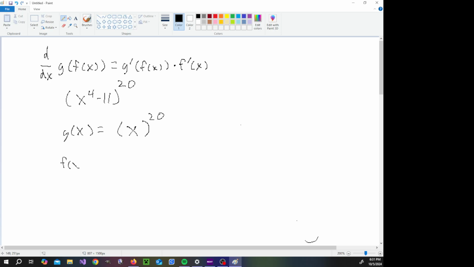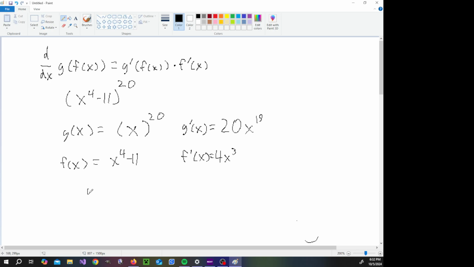Well, then the inside part that we're labeling f is going to be my inside function. What am I doing on the inside here? X to the 4th minus 11. So now we find the derivative of both pieces. The derivative of x to the 20th, that 20 comes out front. 20 minus 1 is 19. And now derivative of f, the 4 comes out front. 4 minus 1 is 3. The derivative of this constant term, minus 11, disappears. It's 0, right? So it's gone. Okay.